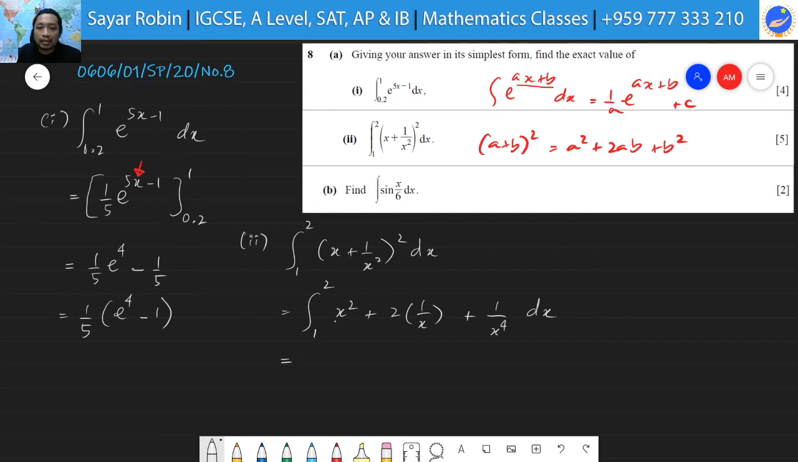Okay, let's do the integration. This is a simple polynomial, right? x squared is a simple polynomial, right? That's why we have to increase the power by 1.